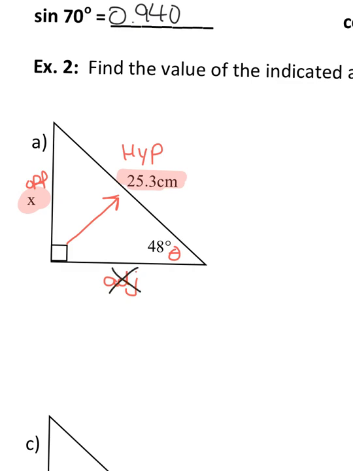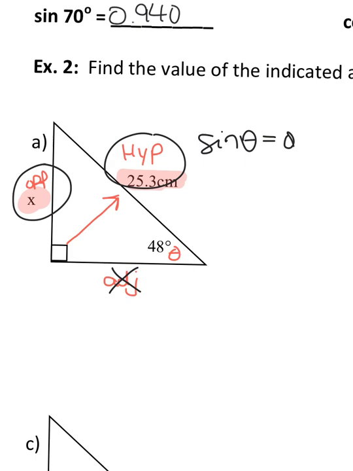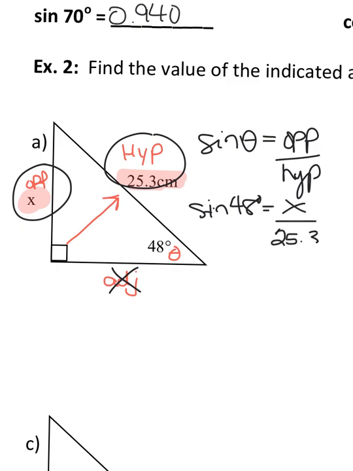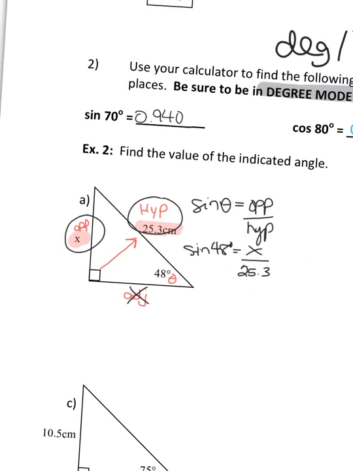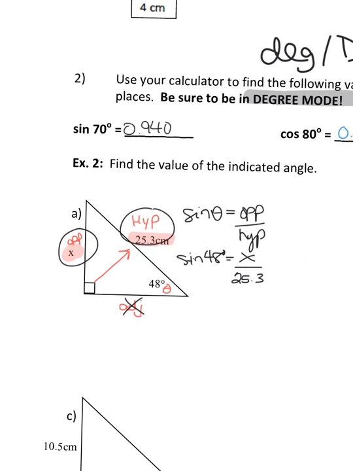So I'm going to pick a trig ratio that holds only the opposite and the hypotenuse. And I know that that is sine theta, opposite over hypotenuse. Okay, so now I'm going to start filling in my numbers. So we have sine of theta, which is 48 degrees, opposite is x, and my hypotenuse is 25.3. So I'm going to solve for x, just like solving in any algebra question. We're going to solve for x by multiplying both sides by the 25.3.